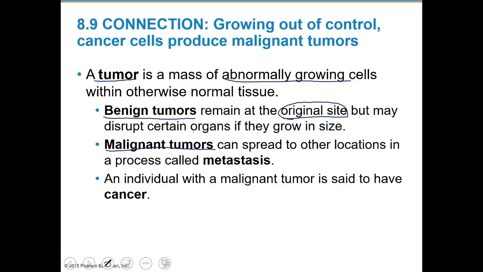Malignant tumors can spread to other locations in a process called metastasis. So when a cancer becomes metastatic, it is spreading to other parts of the body. That's usually stage 4 of cancer. An individual with a malignant tumor is what we say has cancer. There are levels and stages of how these work, but it all originates from abnormal and uncontrolled cell growth.